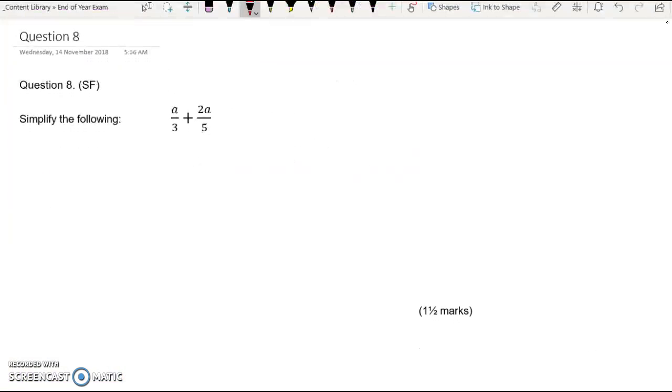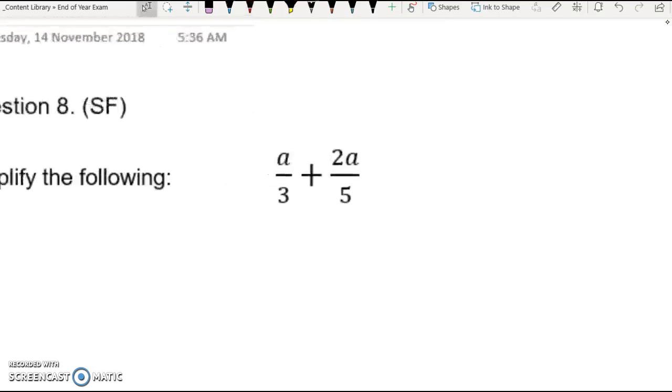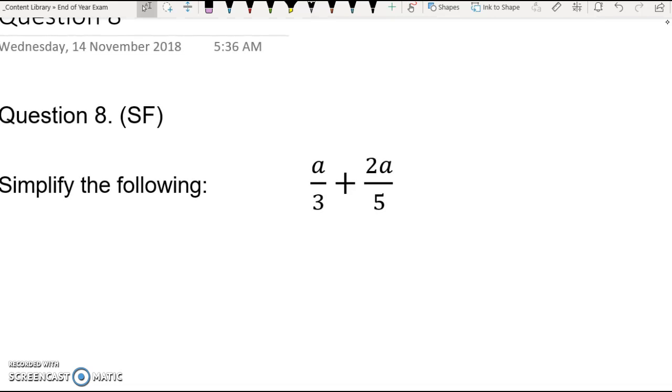Okay, with this question we're asked to simplify an algebraic expression where we're adding two fractions. Now, when you're adding any fractions, we've got to remember our rules for adding and subtracting involving fractions, which is that you should get a common denominator. So at the moment we've got denominators that are different to one another, so getting a common denominator means that they should be the same denominator.